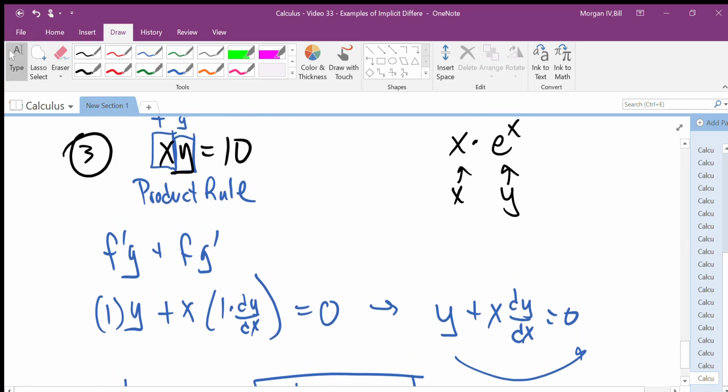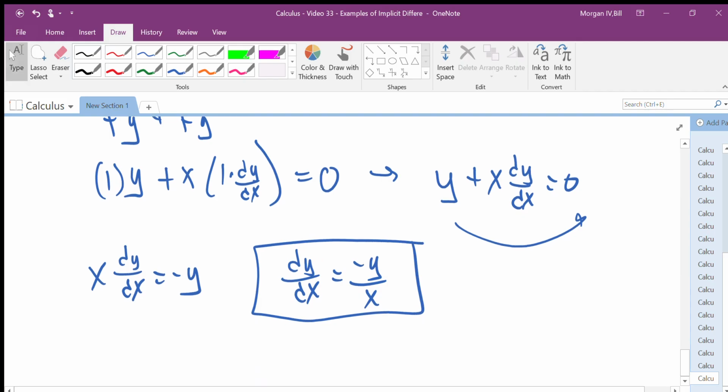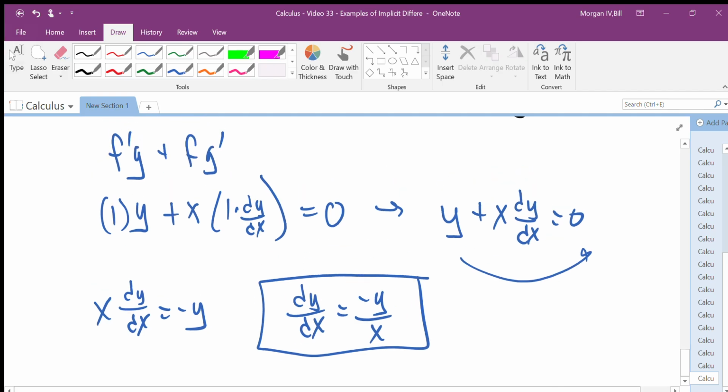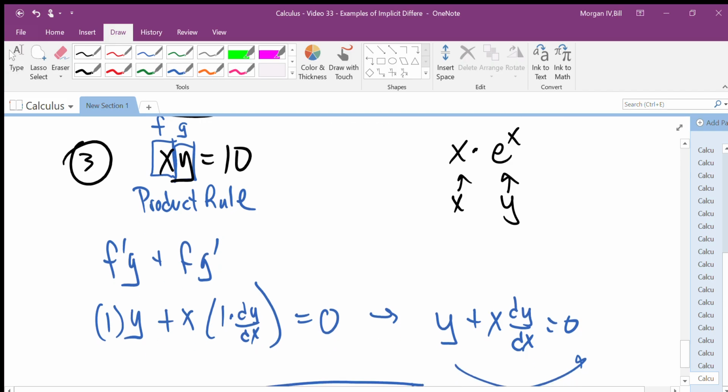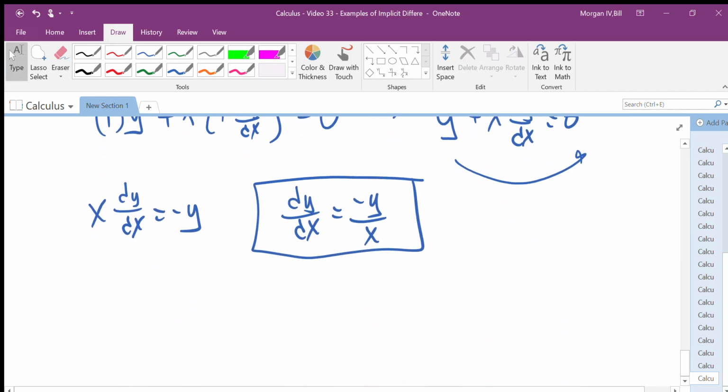And actually, this would have been the same derivative whether this said xy equals 10 or xy equals 50 or xy equals 1. Notice that as soon as I took the derivative, the 10 went to 0, so it really did not matter what that constant was. Okay, next one.